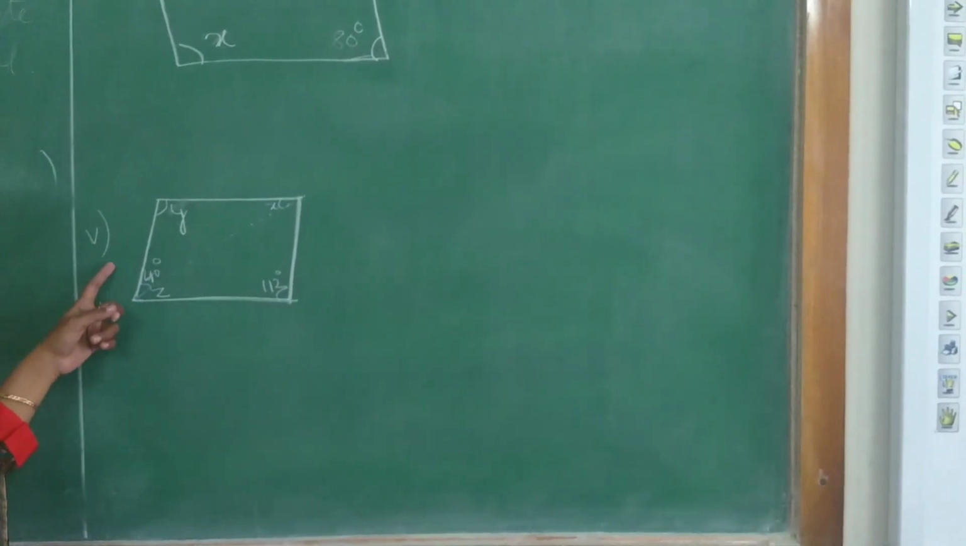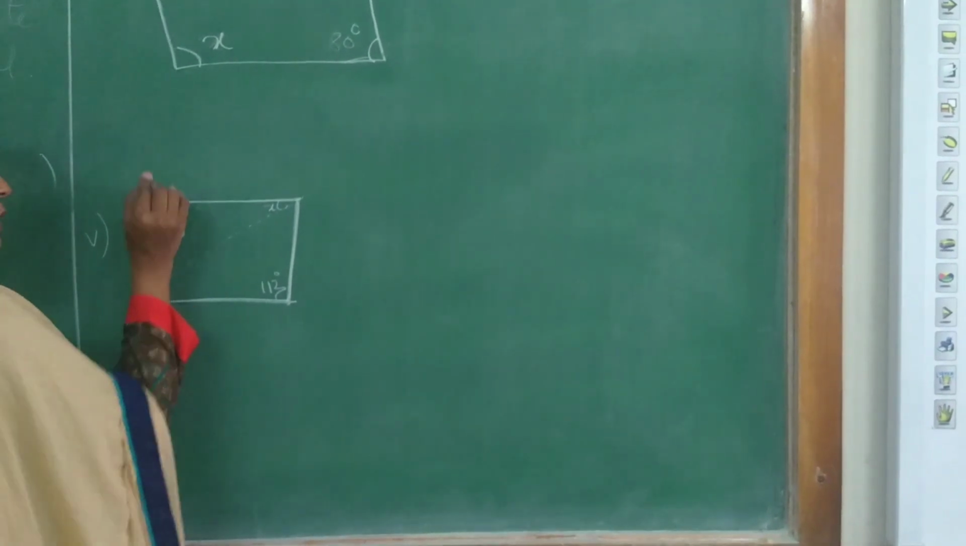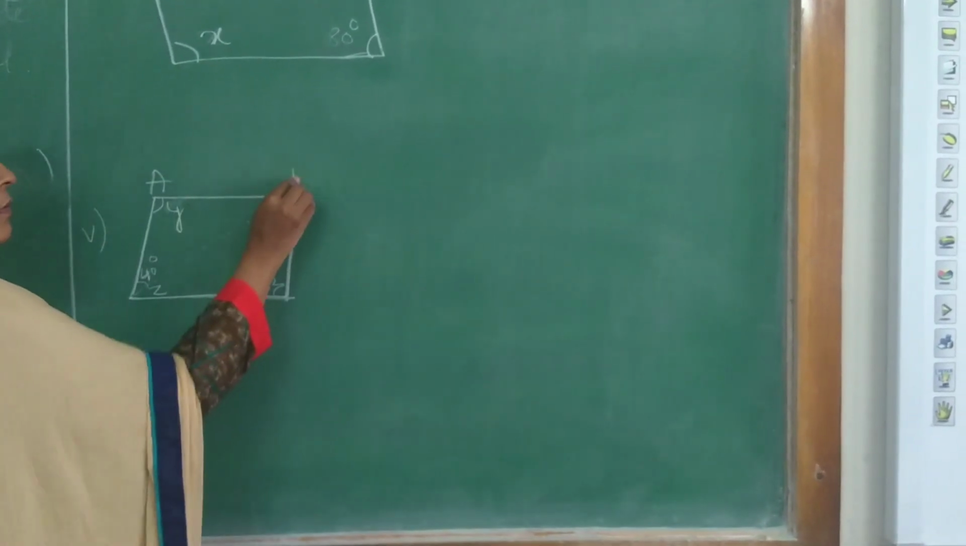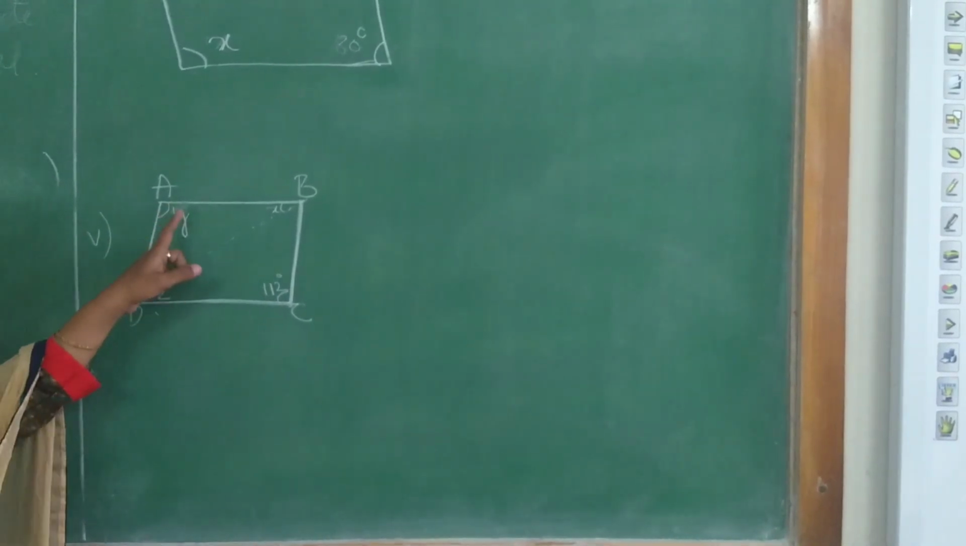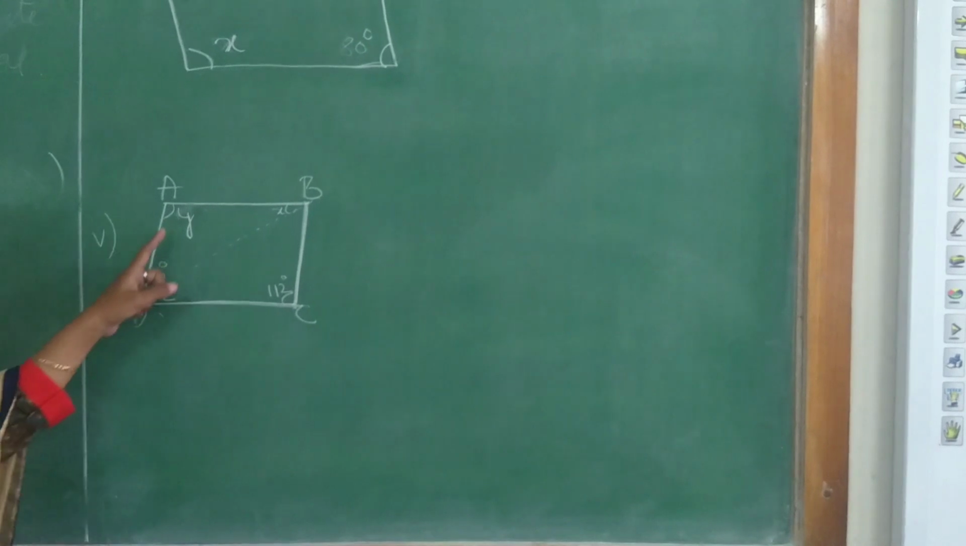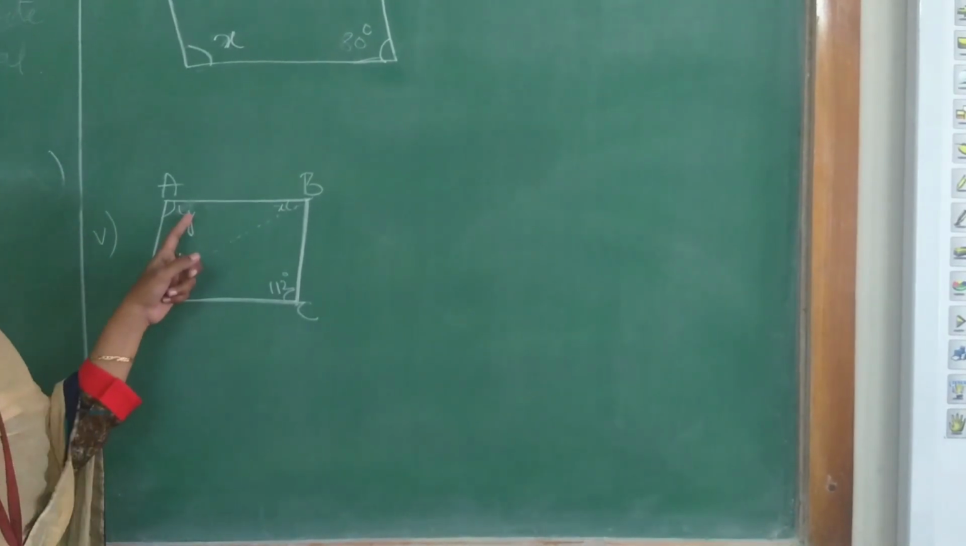Let us see the next one. Fifth question. We have a parallelogram. Let us name it ABCD. If you name or if you don't name also, you can find out. So now again we are asked to find x, y and z.